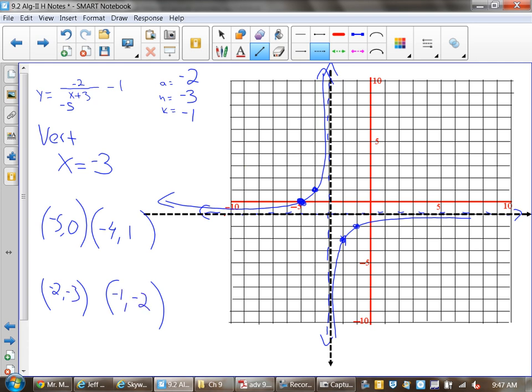Basically, that's what I want you to be able to do here, ladies and gentlemen. Be able to tell me two ordered pairs on both curves. Again, the first thing that you want to be able to do is identify your horizontal and your vertical asymptotes. Once you plot those, you pick 2 points on both sides and go from there. All right? Can I go to another one?